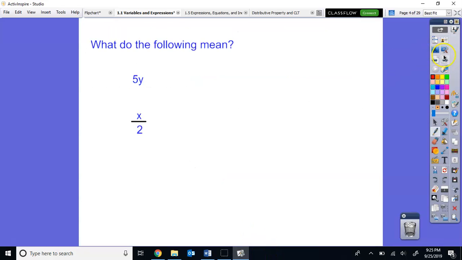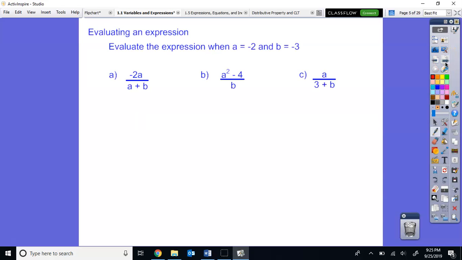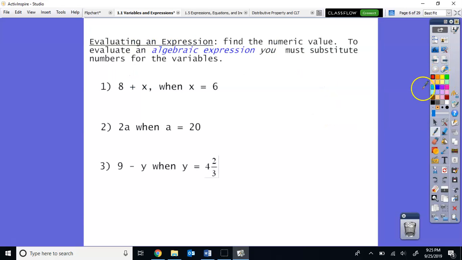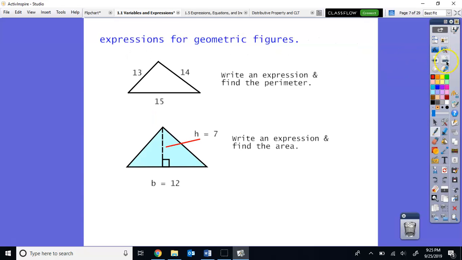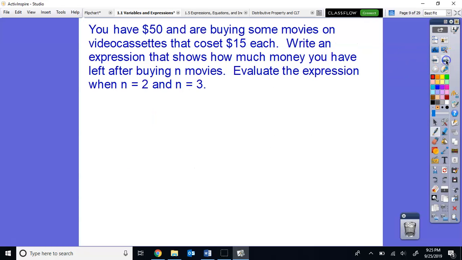So what we did was we did a few things with variables, substituting numbers in by plugging in the number for the variable, like plugging in -2 for A, plugging in -3 for B, and doing the math and figuring out your answers. Same thing with problems like this, plugging in your number for X and then finding the answer. So you have a few of those when you get to your test.